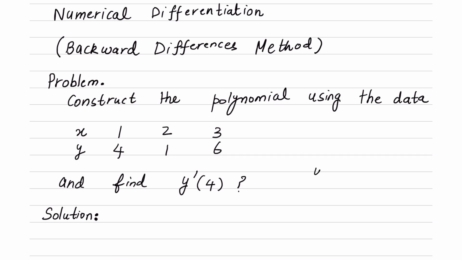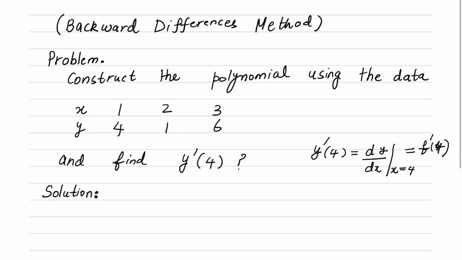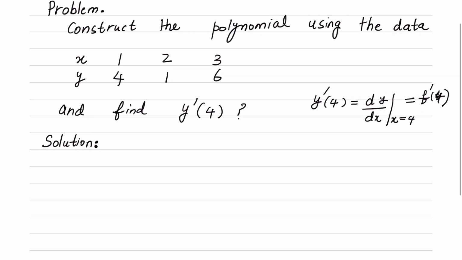So basically y dash at 4 here is the derivative of the function y with respect to x, and then we have to plug the value x equal to 4 in that derivative of the function, or it's the same as calculating the derivative of the function f of x, and then in the place of x you put 4, so you are finding f dash at 4. So it means that we have to construct the function first. Function here will be the polynomial. So from the given data here, we have to construct the polynomial.